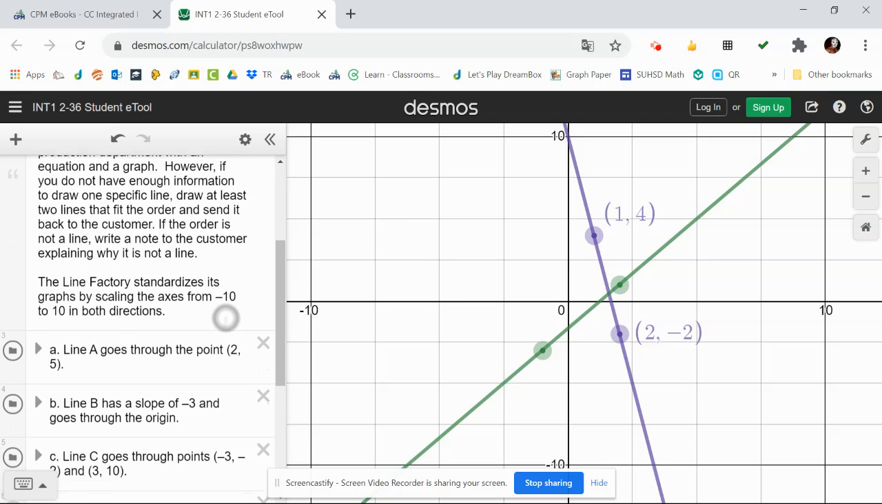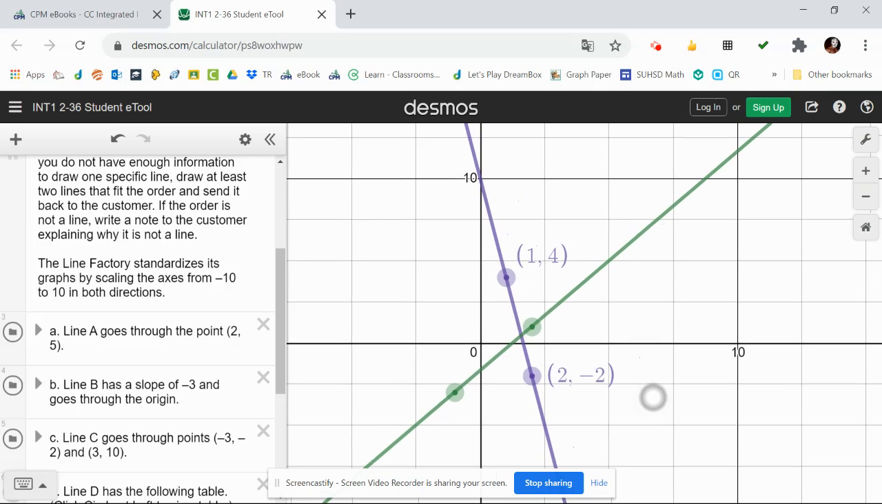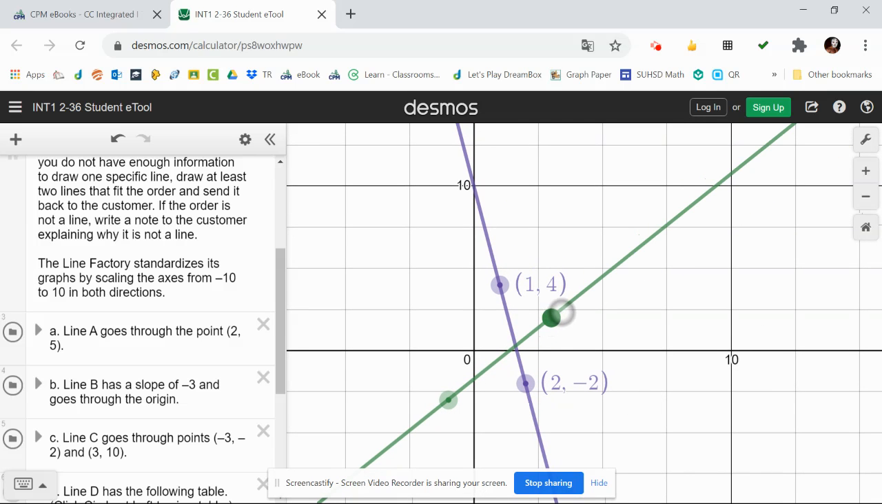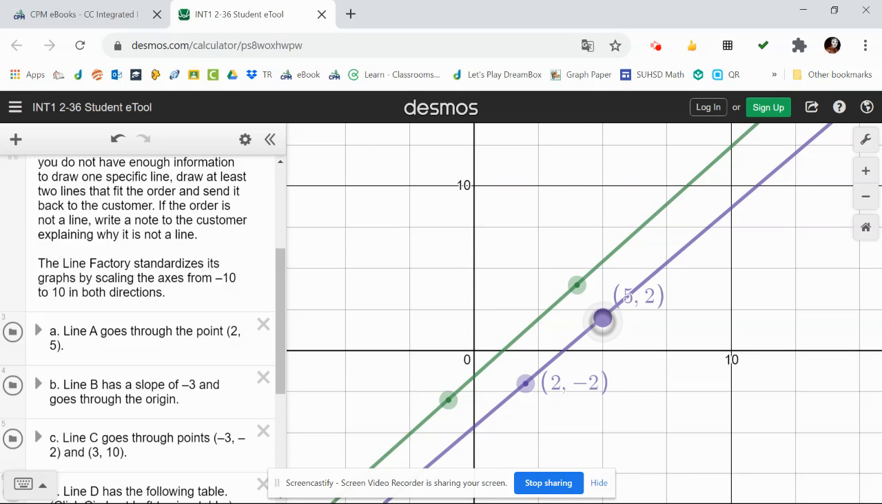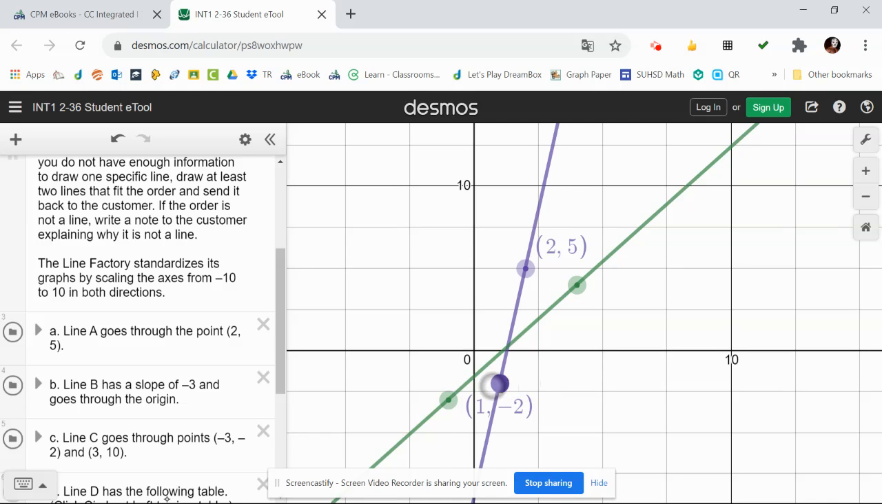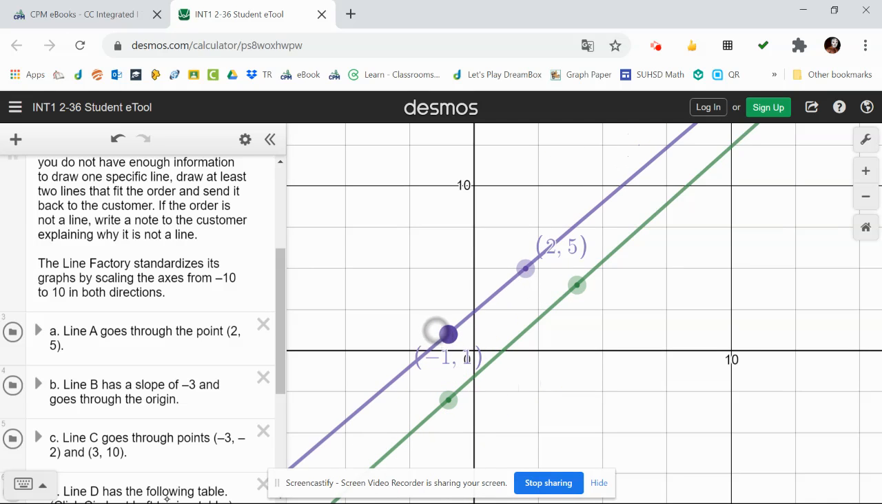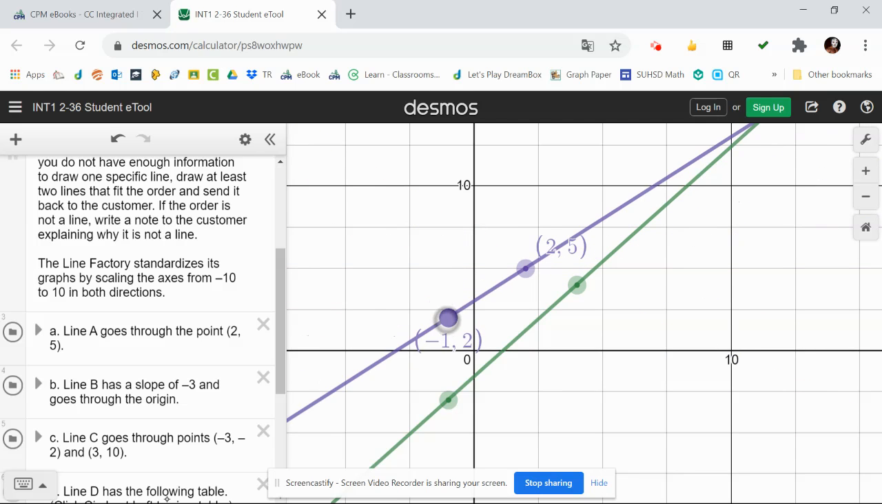And then it says, question, line A goes through the point (2, 5). So you guys can move this until you reach (2, 5). Okay, so I'm going to move, that's (5, 2). So (2, 5) should be up here. There we go. And then this one. So if you guys notice here, if we're only going through one point, how many lines can you have?